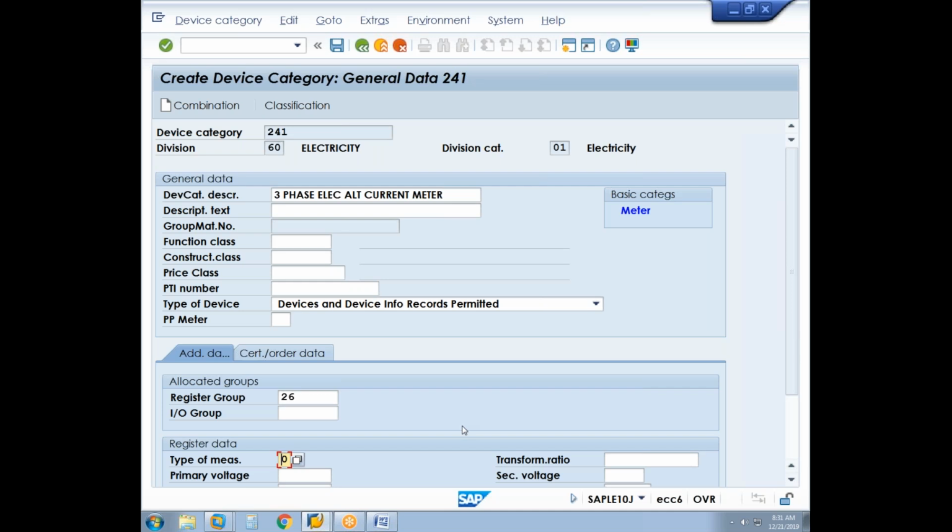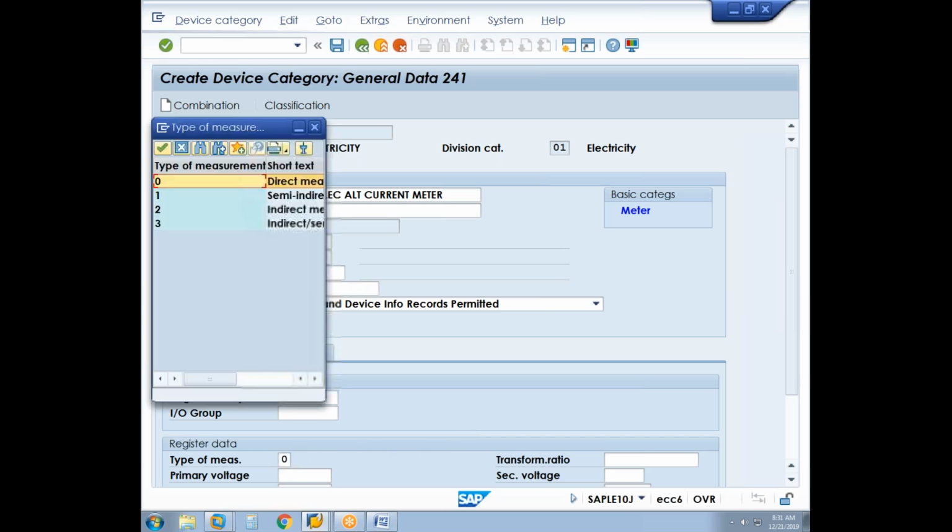But if you want to add a transformer, then you have to select one of these values: either semi-indirect, indirect, or both. Semi-indirect means there is no voltage difference. The load voltage is the same as the rated capacity of the meter. Only the current is varying. So in that case, semi-indirect. Indirect means the voltage is changing. Voltage is very high, and the meter rated capacity is 340 volt.